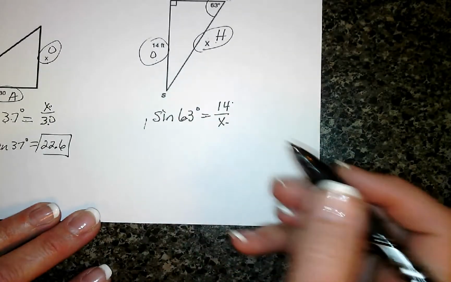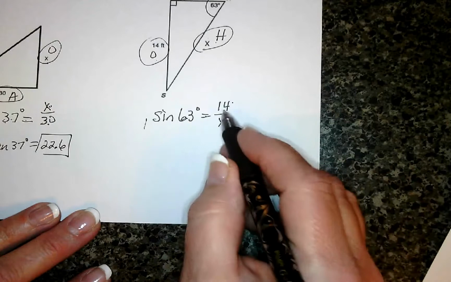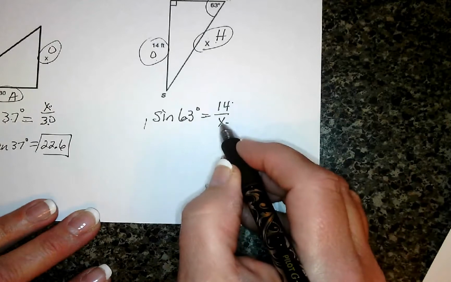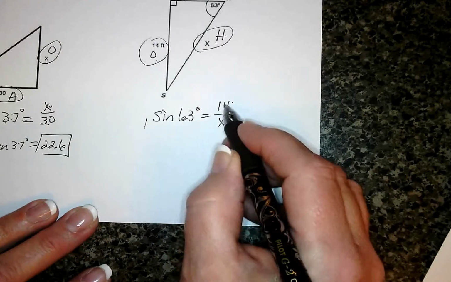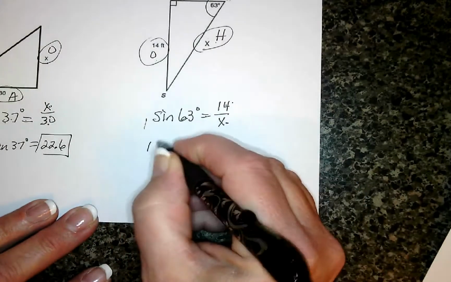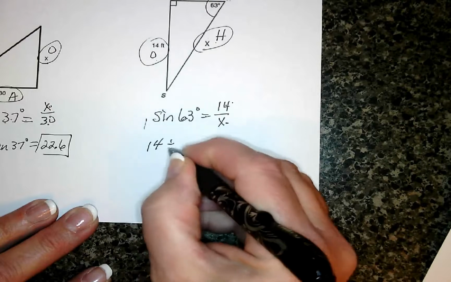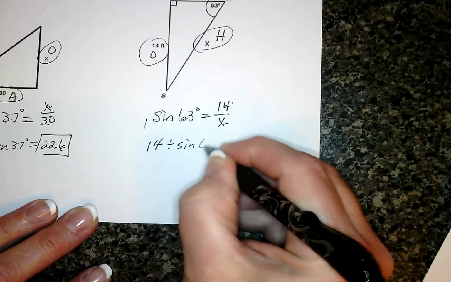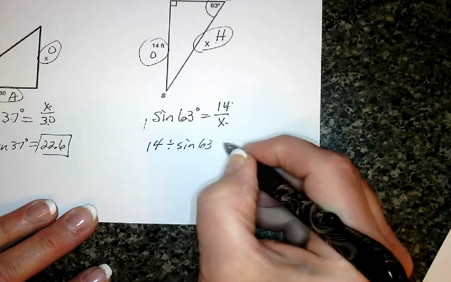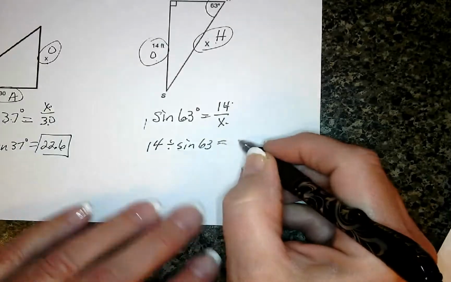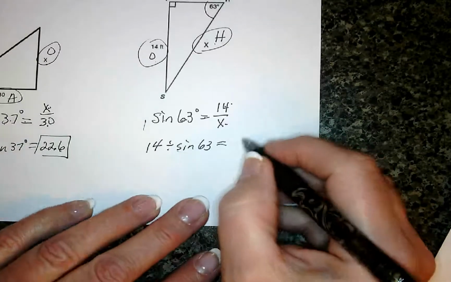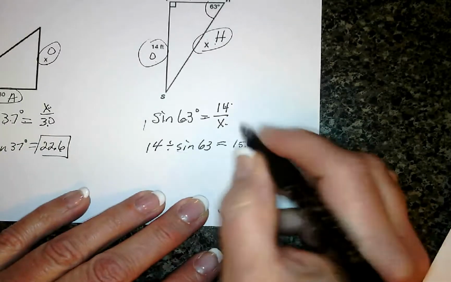And then once you find that, then it's a matter of solving. X is on the bottom. You are going to divide. Start with this number in the fraction. 14 divided by sine 63, which lets the calculator find that decimal. And once I divided that out, I get 15.7.